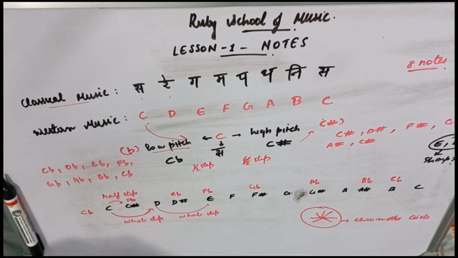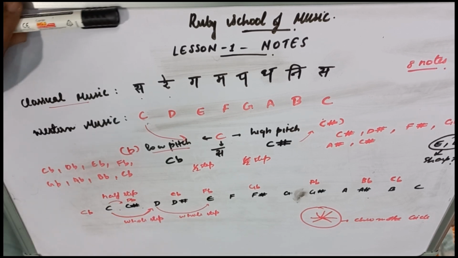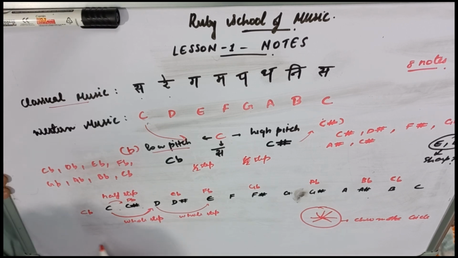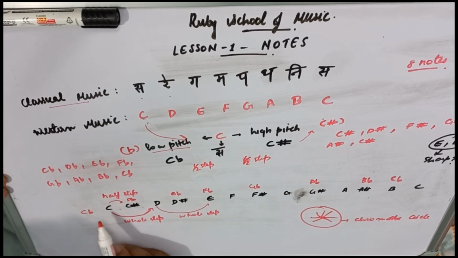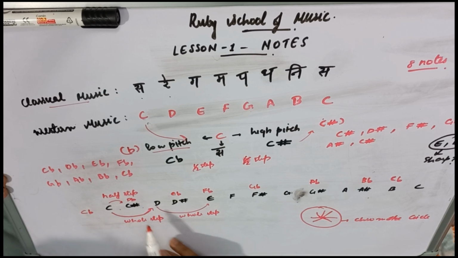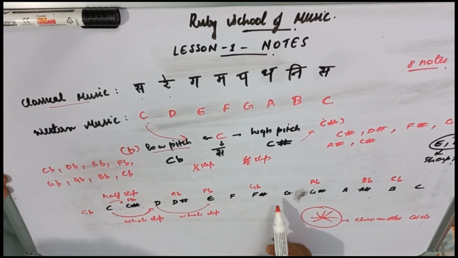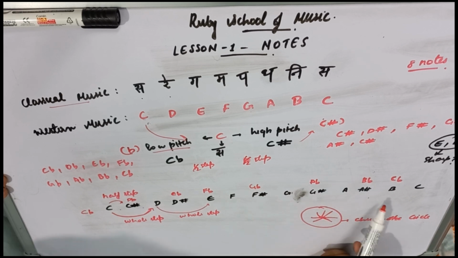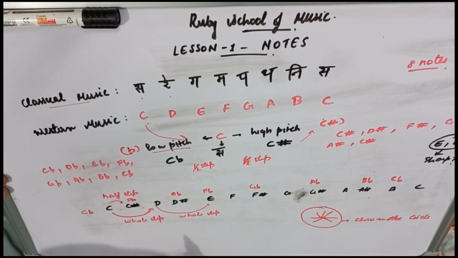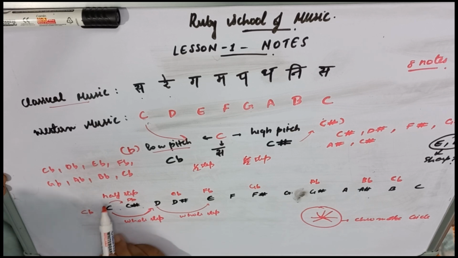Yeah, so at the end, this is the end of our lesson. So right now what you have to do is you should learn by heart all these notes: C, C sharp, D, D sharp, E, F, F sharp, G, G sharp, A, A sharp, B and C. Even in your sleep you should be able to say these from here till here.